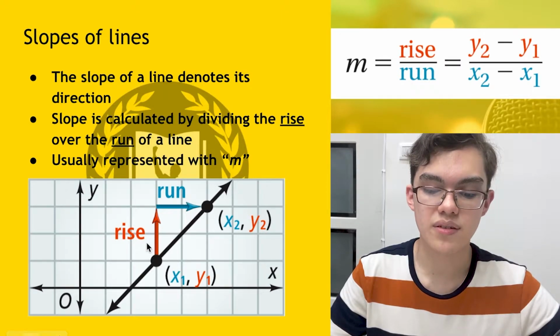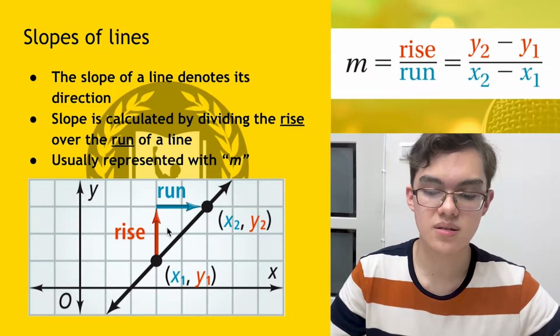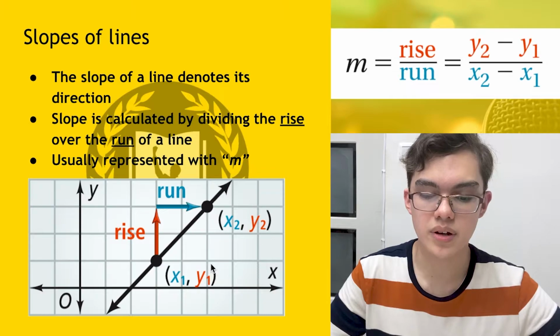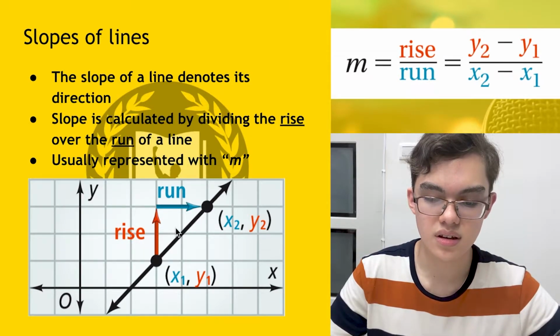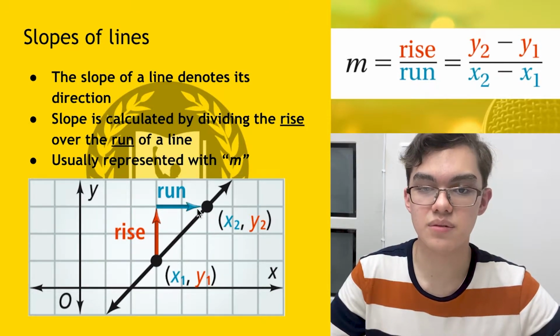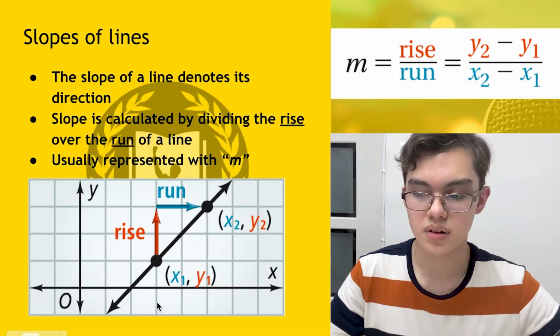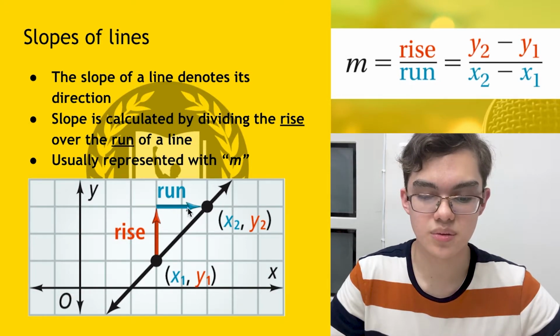So in this diagram, we have x1 and y1. And to calculate the rise, we take y2 and we subtract y1 from it. So you could also think of this as the vertical distance between the two points. Good. Now for the run, we do the same thing except with x2 and x1. So x2 minus x1 would be the run. And we would think of that as the horizontal distance between the two points.